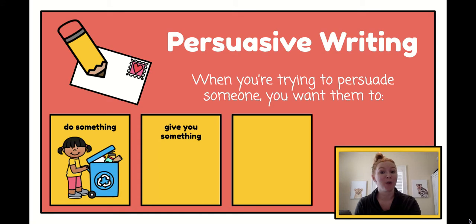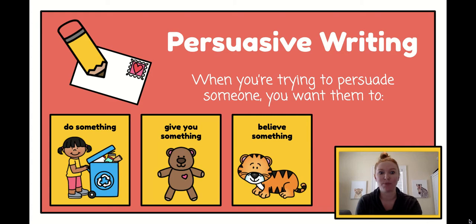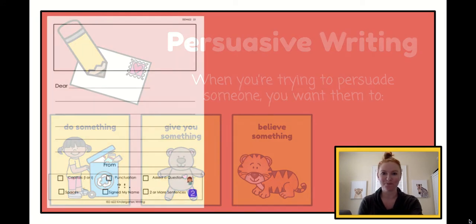You might persuade someone to give you something, like you might persuade your family to buy you a new teddy bear. Or you could persuade someone to believe something, like I want to persuade you that tigers are the best animal in the whole world. I want you to believe that tigers are the best animal in the whole world. So to do something, to give you something, and to believe something are the three things that we use in our persuasive writing in kindergarten.